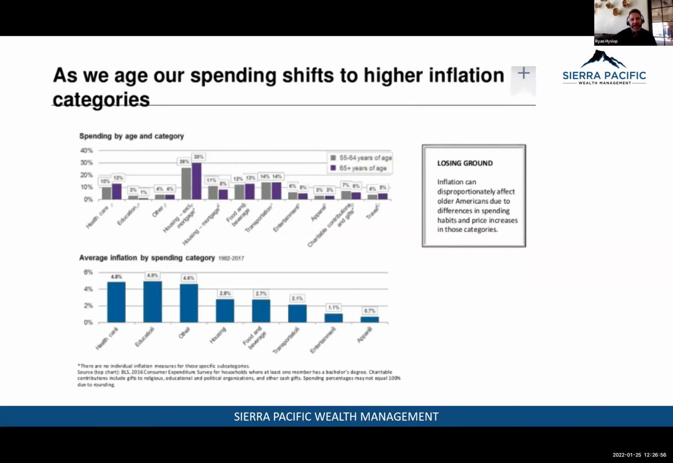And the other thing is, as we age, our spending shifts to higher inflation categories. As we're younger, we're spending on things that don't rise with inflation as much as the things we spend on when we are older. Particularly, what? Medical expenses. Next slide.